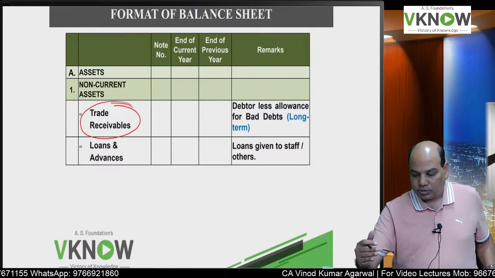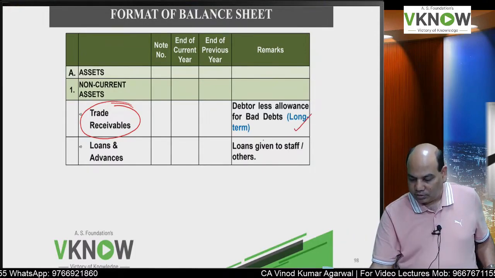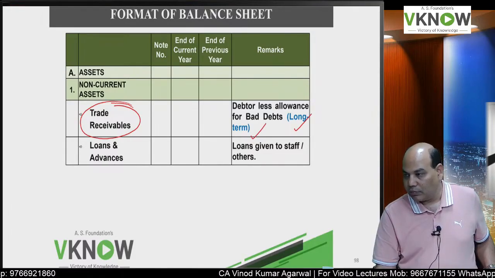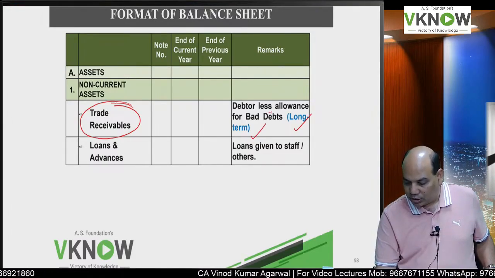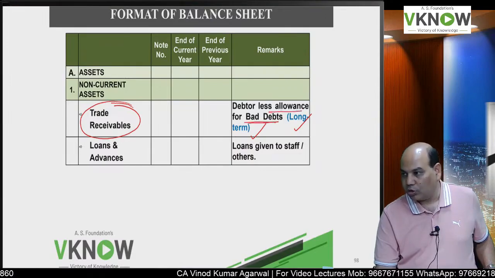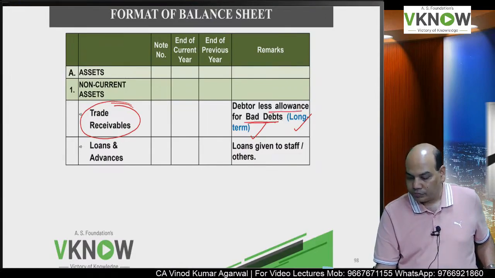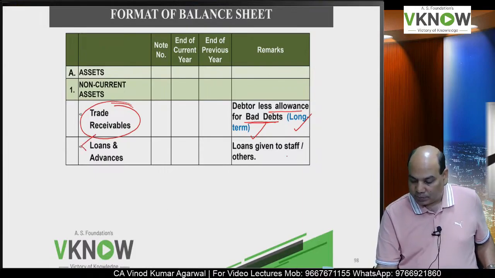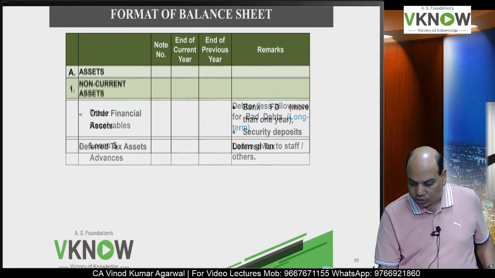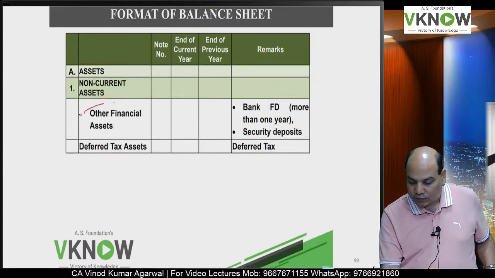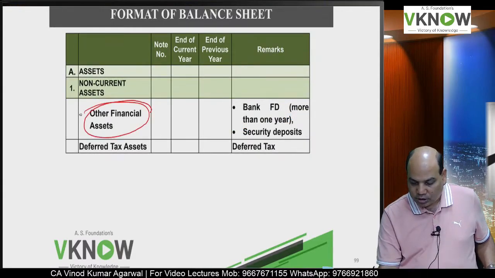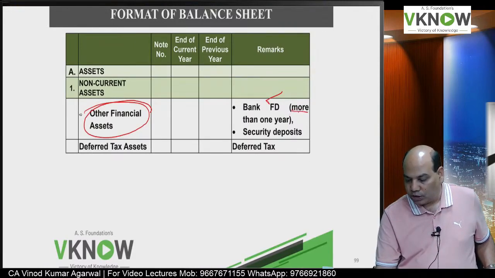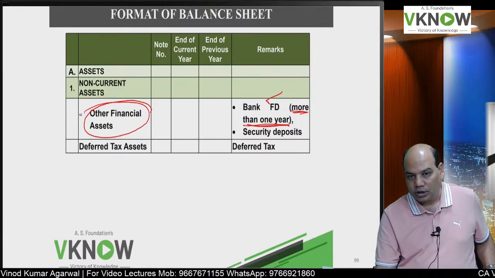You may have an agreement with the debtor that you can pay after 3 years. So debtors will come here, less allowance for bad debt. Any allowance for bad debt, or what we now call impairment loss, will be deducted. Then loans and advances, for example loans given to staff, loans given to others, and other financial assets. Under other financial asset we have bank FD, but it should have a maturity of more than 1 year.